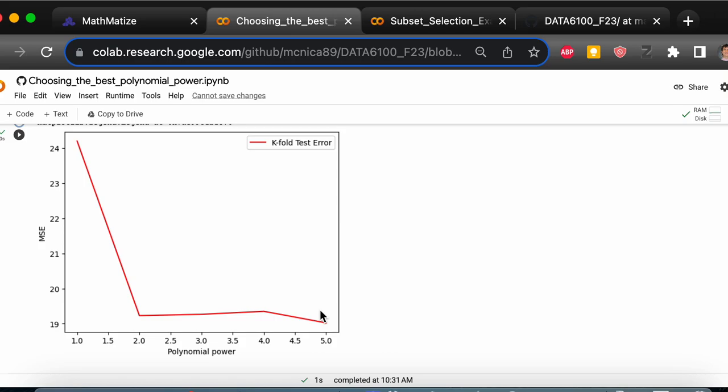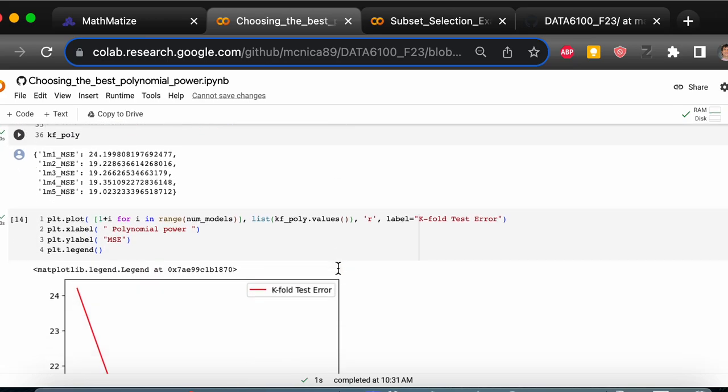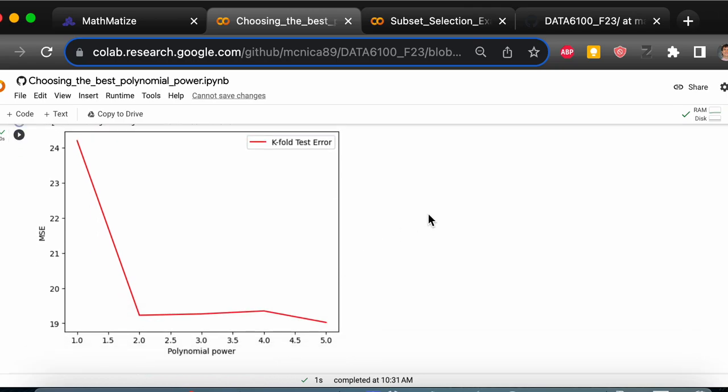Any questions or comments about this CARS model, choosing the best polynomial power? Okay, and again, the code is on GitHub, so this probably will be helpful for you to see the code, and you can copy and paste various ideas out of it as you use them. All right.